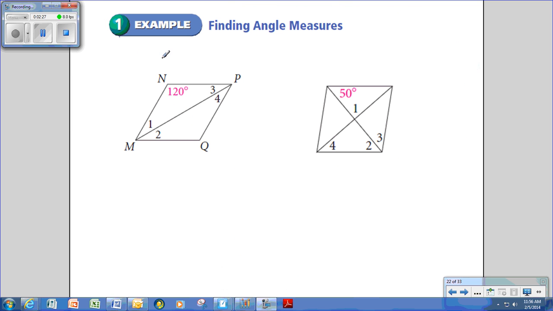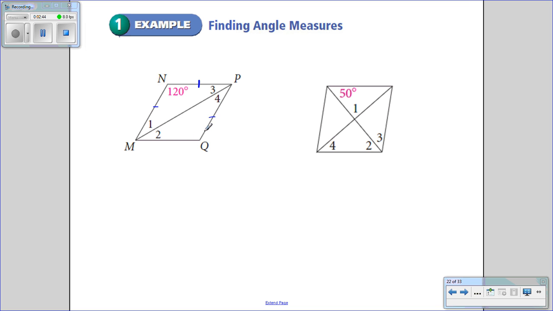All right, so our first example, we're going to find angle measures inside of a rhombus. Both of these are rhombuses. So we know that in a rhombus, all the sides are congruent. We have to flash back and remember from the previous slide that angle 1 and angle 2 are now the same because that diagonal bisects this angle over here. And same thing over here.